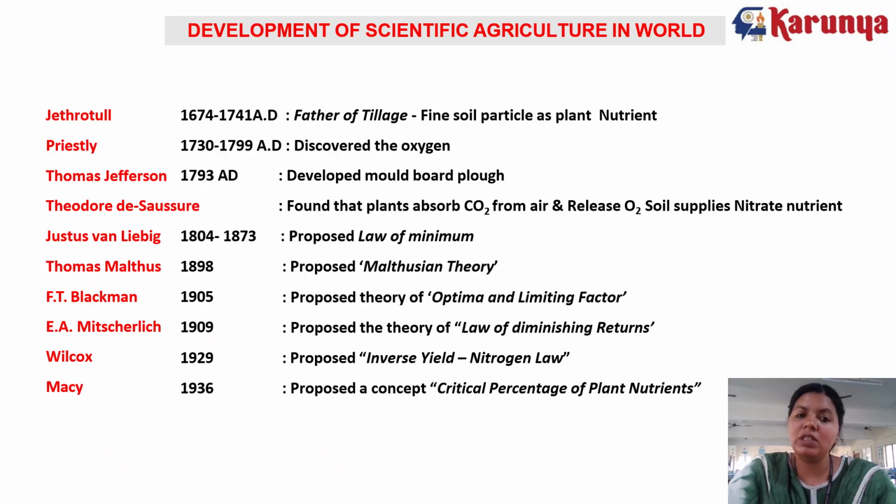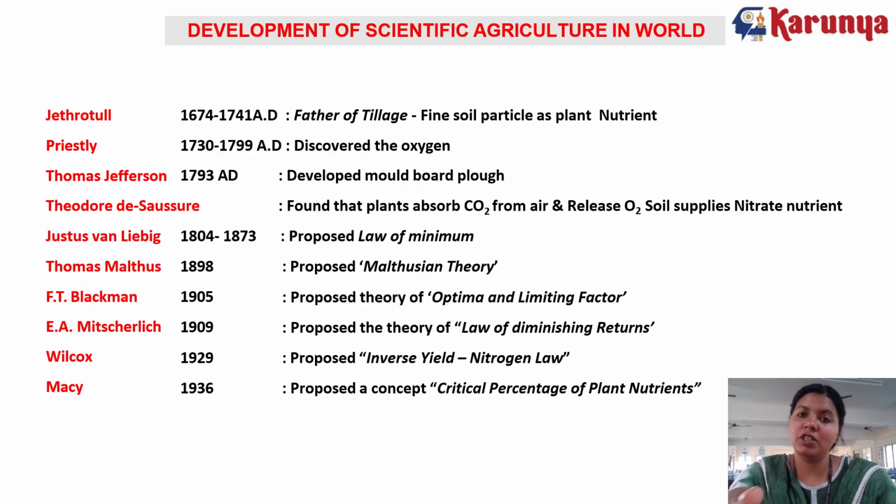He said plant growth depends on the nutrient that is available in minimum quantity. And Thomas Malthus proposed the Malthusian theory. He said population increases faster than production. And F.T. Blackman gave the law of limiting factor. He said growth is controlled by the factor that is least available.